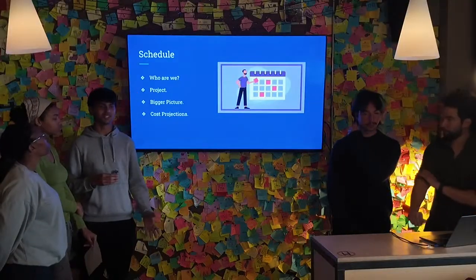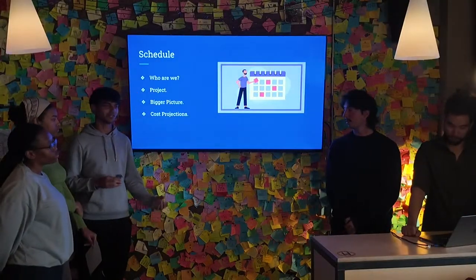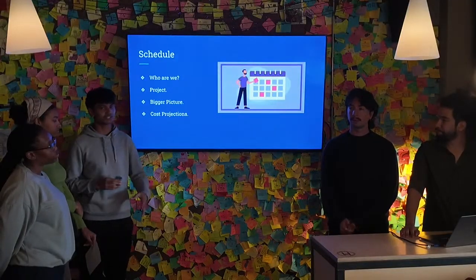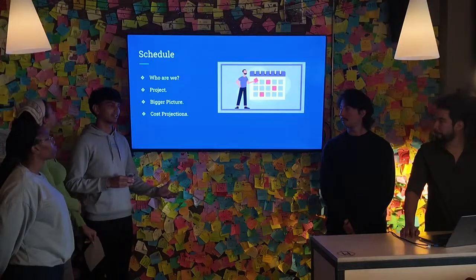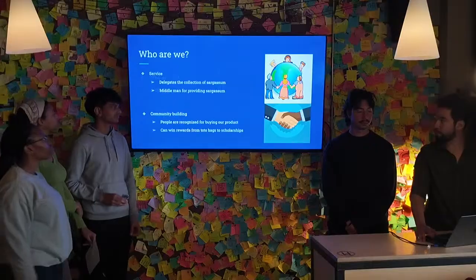So in terms of schedule and how we're going to be working with this presentation, first off, we'll be starting with who we are, what we're going to do, and how our organization is going to look. Then we'll get into the actual project, also talk about longevity and how it'll look a couple years down the line, and then we'll end with all the cost projections and the financial aspects of the organization.